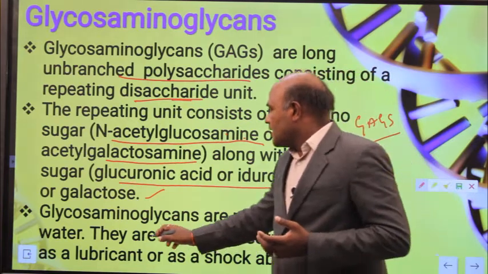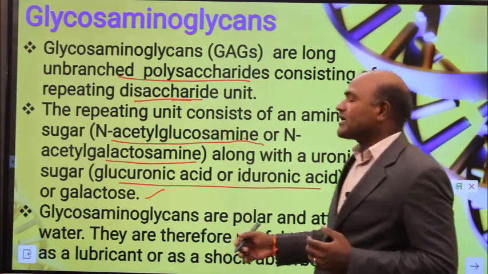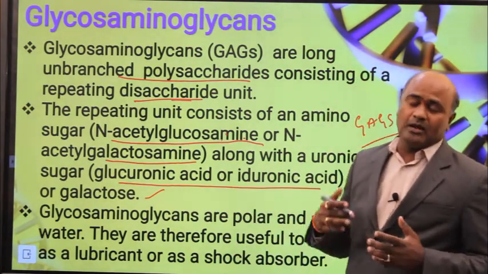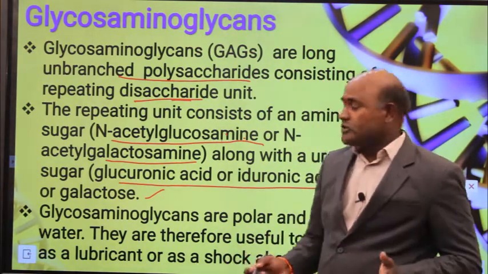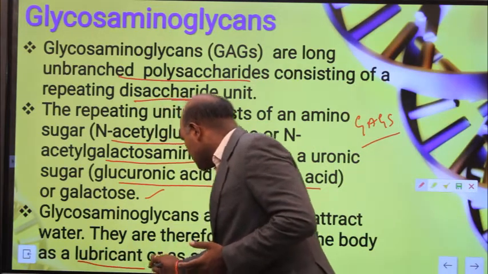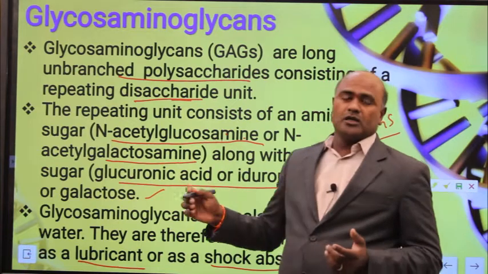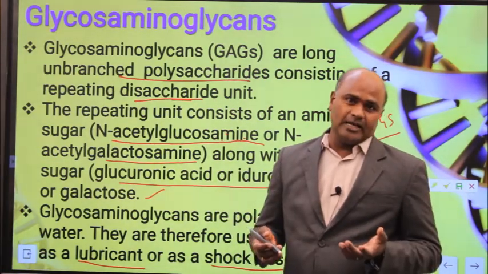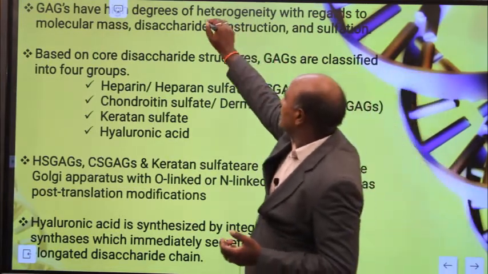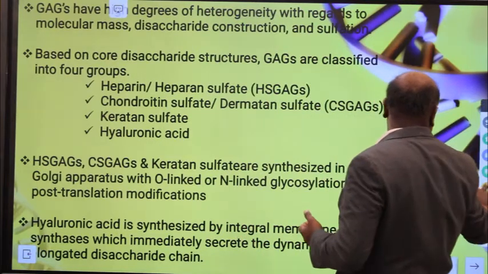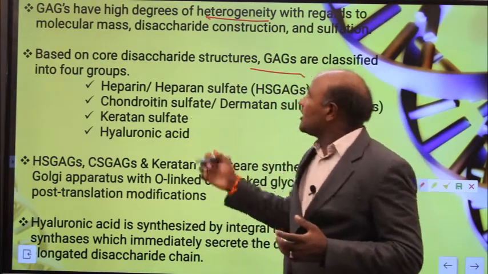Glycosaminoglycans are very polar and attract water because of their polar nature. Therefore they are useful to the body as a lubricant or as a shock absorber. For this purpose, they use glycosaminoglycans, GAGs. GAGs have a high degree of heterogeneity with regard to molecular mass.